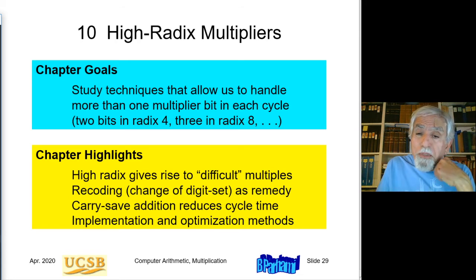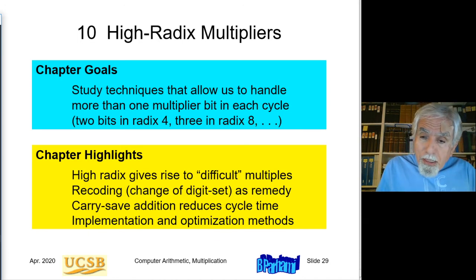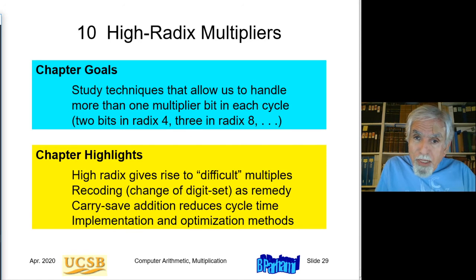Hello, and welcome to Lecture 8 for the course ECE 252B, Computer Arithmetic, Spring 2020. This lecture deals with Chapter 10 in the textbook entitled High-Radix Multipliers.